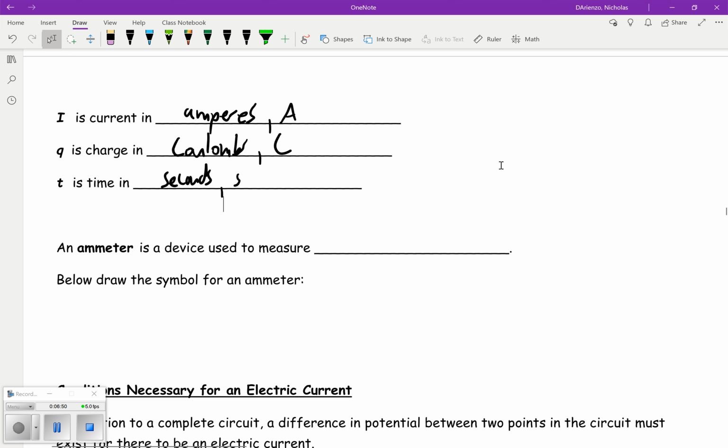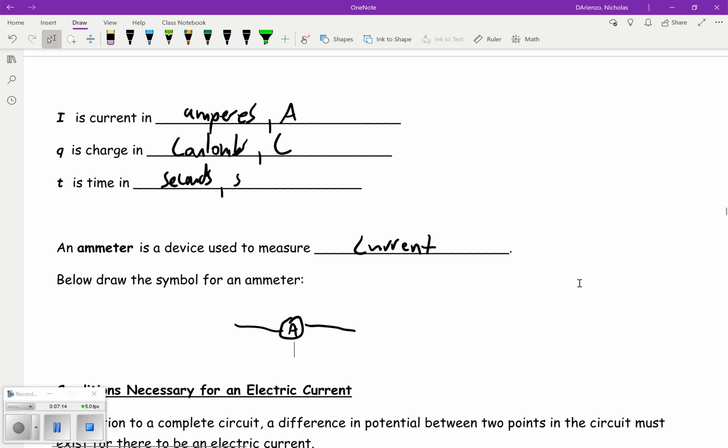Now, an ammeter is a device that is used to measure current. And this is given to you in the reference table. Just kind of like that, a circle with an A in the middle with two little prongs coming off of the end.